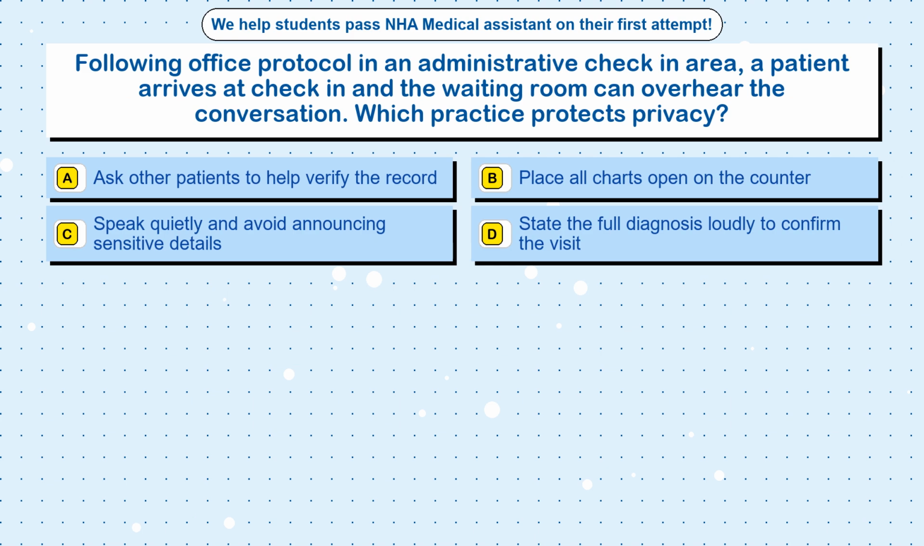Question 74. Following office protocol in an administrative check-in area, a patient arrives at check-in and the waiting room can overhear the conversation. Which practice protects privacy? Option A, ask other patients to help verify the record. Option B, place all charts open on the counter. Option C, speak quietly and avoid announcing sensitive details. Option D, state the full diagnosis loudly to confirm the visit.